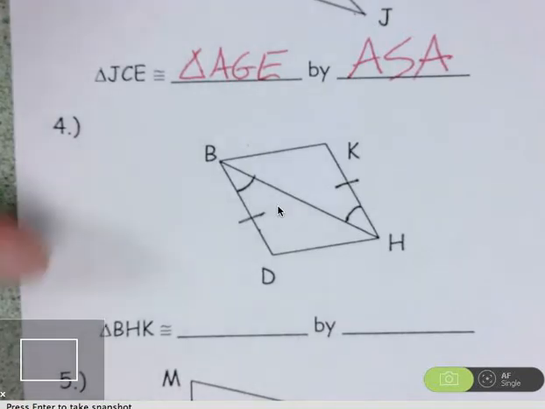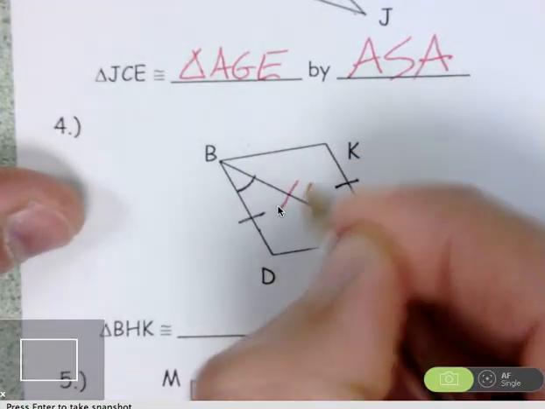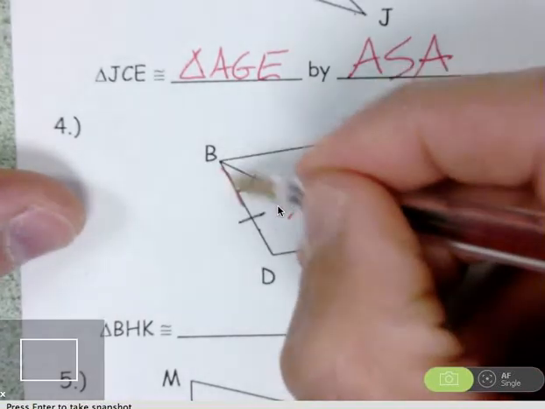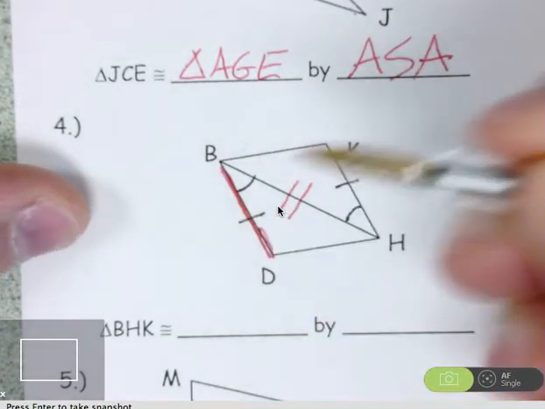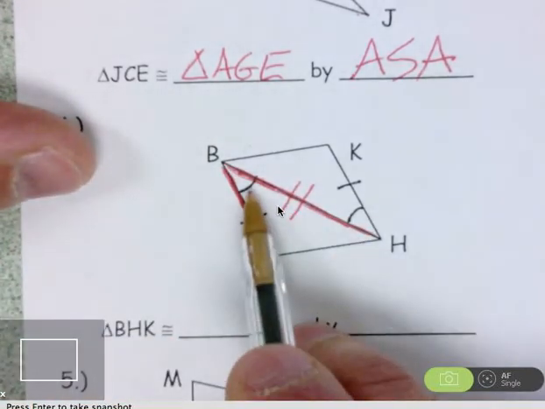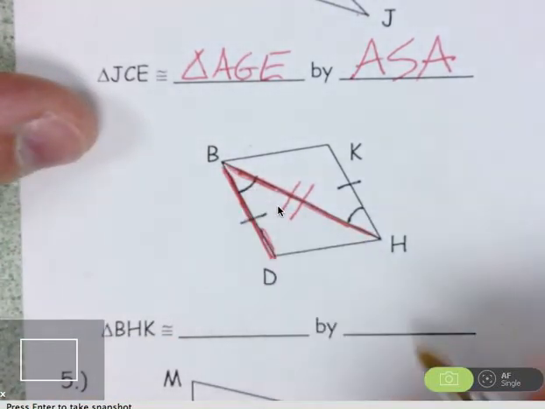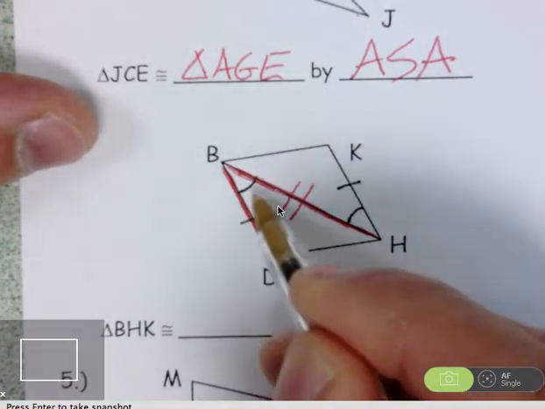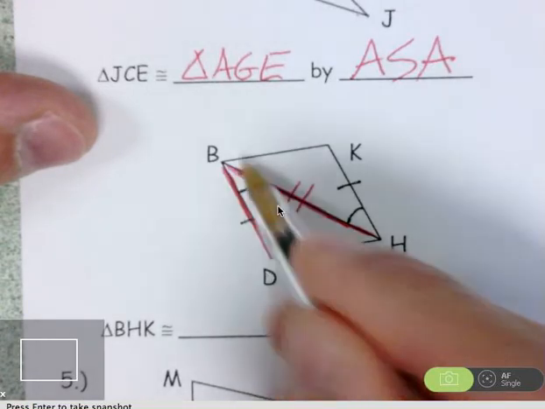So for question number 4, again, the only thing you can mark is the shared side. So this is side angle side. Notice if I highlight the 2 sides that are marked congruent, notice the angle that's marked congruent is the one in between them. That's why this is SAS. The A is between the 2 S's. The marked angle is between the 2 marked sides.